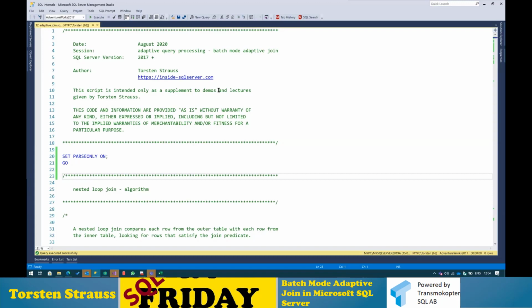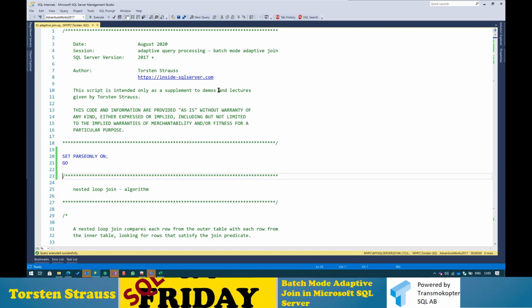The main idea of batch mode adaptive join is to handle parameter sniffing issues in a stored procedure, to avoid excessive logical I/O reads once a plan is optimized for either a selective or non-selective parameter value. We will see in the presentation that SQL Server allows the engine to either select the nested loop join or the hash match join during query execution, which is completely new.